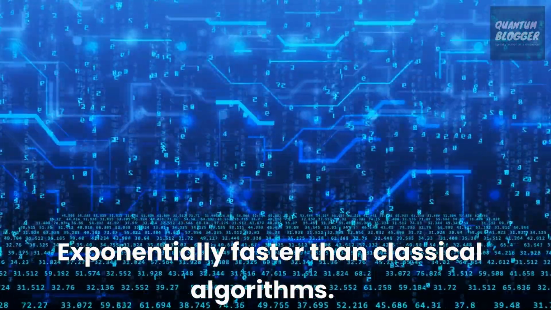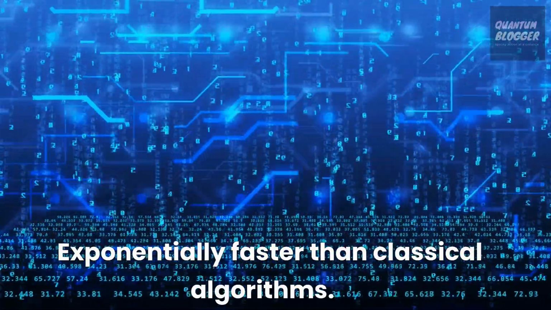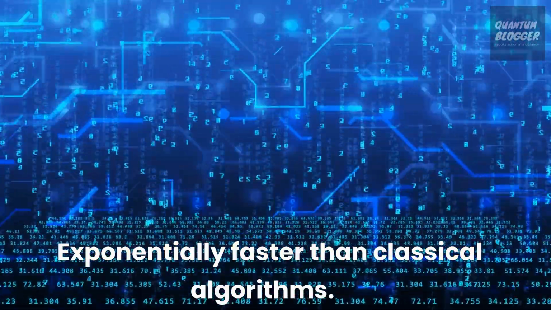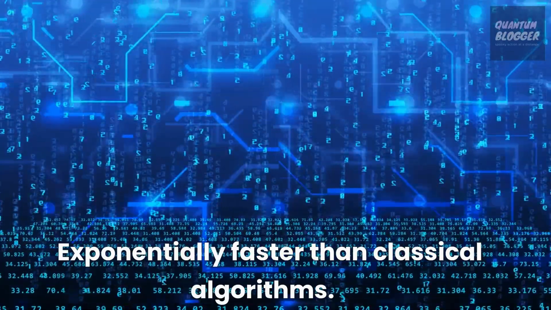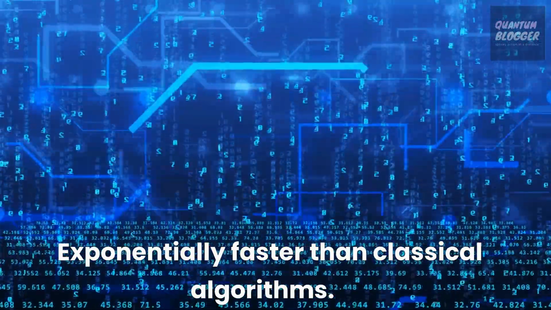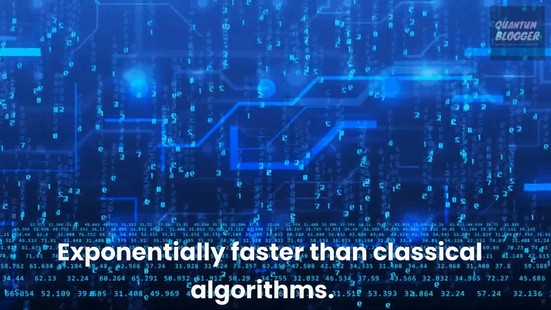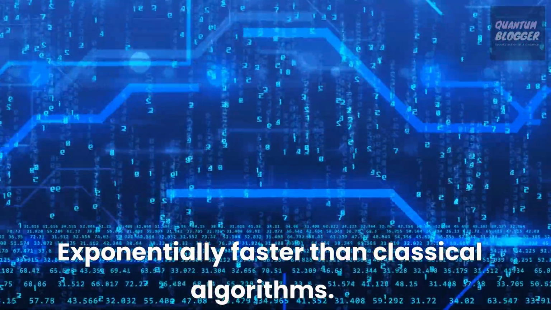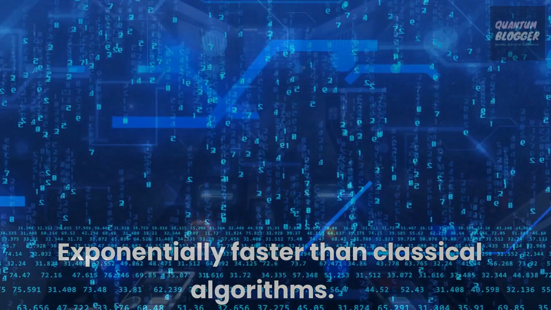For example, Shor's algorithm can factor large integers exponentially faster than the best-known classical algorithms, while Grover's algorithm can search an unsorted database in a time proportional to the square root of the number of items, which is exponentially faster than classical algorithms. Speedup.